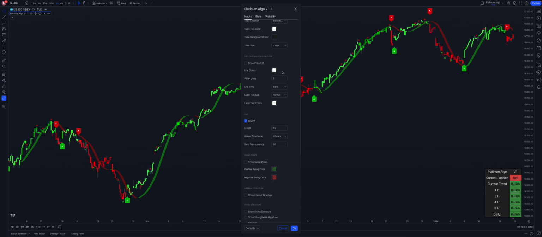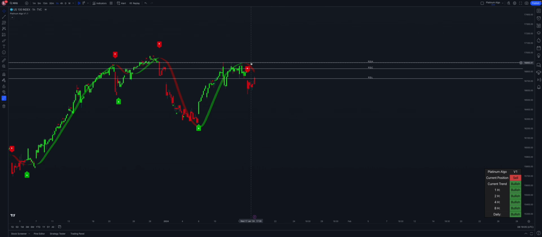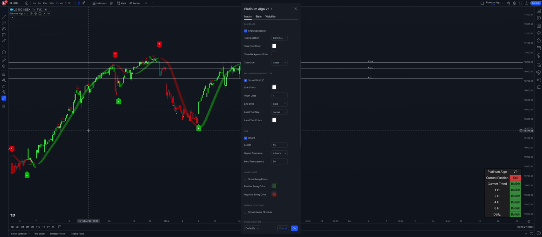The next feature is the previous day high-low close. If we turn this on, it will show the previous day high, low, and close. Here is where the previous day high was, the previous day close, and the previous day low. Right now we're floating around the previous day low. If you want to turn off the trend ribbon here, which is a green and red ribbon, you can just turn off the HMA.